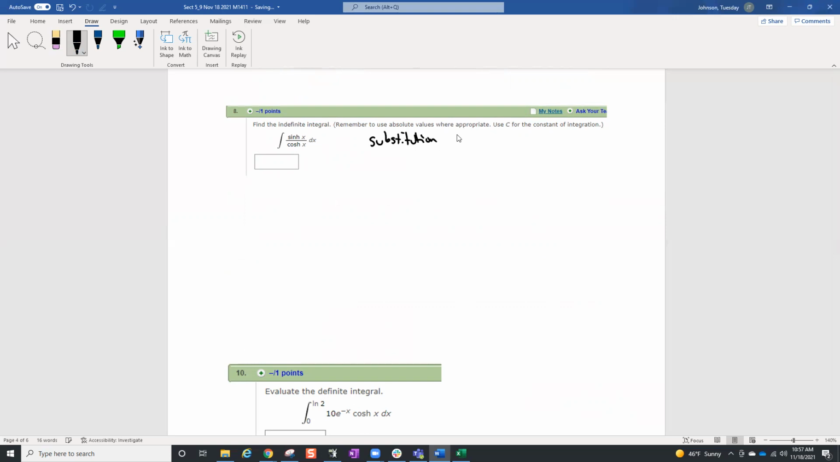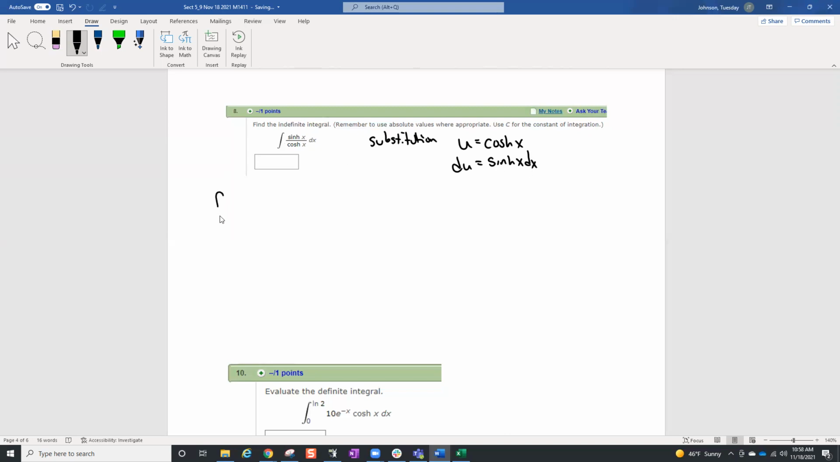And when it goes to substitution, we look for an inside. There's not one. We look for something that's raised to a power. There's not one. Let's let u be that denominator then. We learned how to deal with denominators. We know that the derivative of hyperbolic cosine is hyperbolic sine dx.